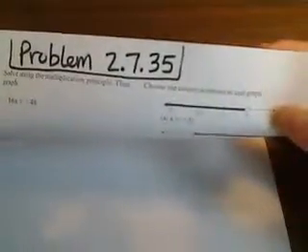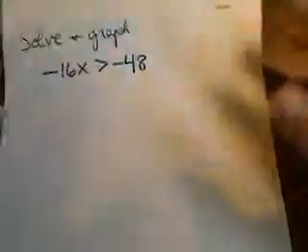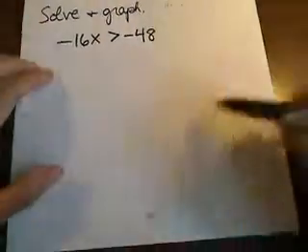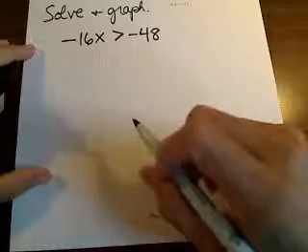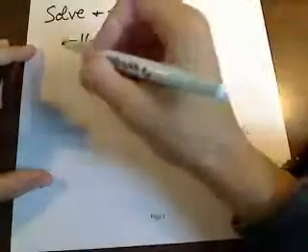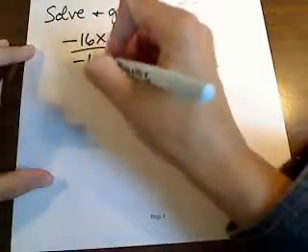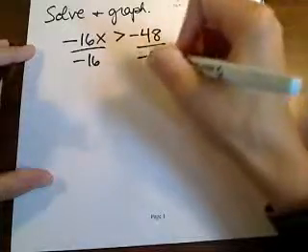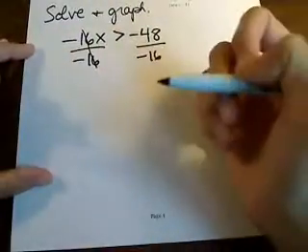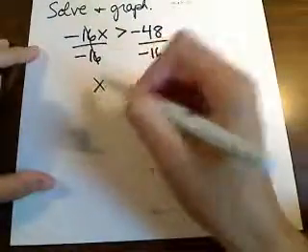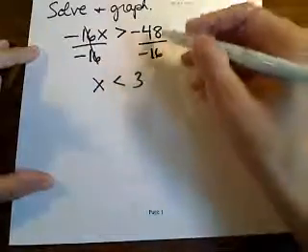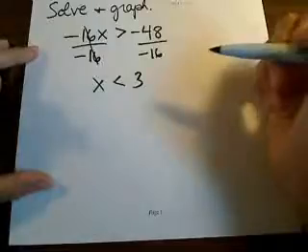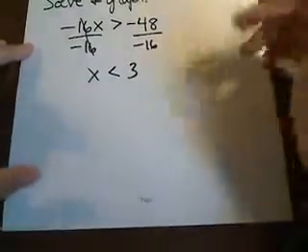Okay, so this is problem 2.7.35. They ask us to solve and graph, and they give us negative 16x greater than negative 48. So what we're going to do is divide by the negative 16. And remember that when you divide by a negative, you have to flip the inequality sign. So this becomes x is less than, and then negative 48 divided by negative 16 is a positive 3.